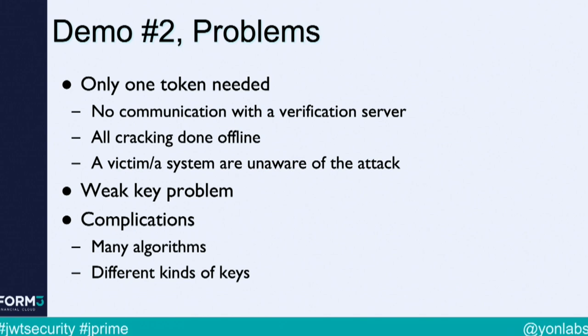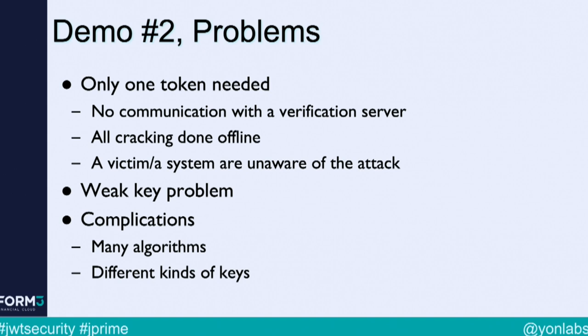With cracking, we only need one token. So it's basically impossible to detect when cracking is done, right? Because all cracking can be done offline without any communication with a verification server. So a victim is not aware of the attack. The key problem here was a weak key, right?